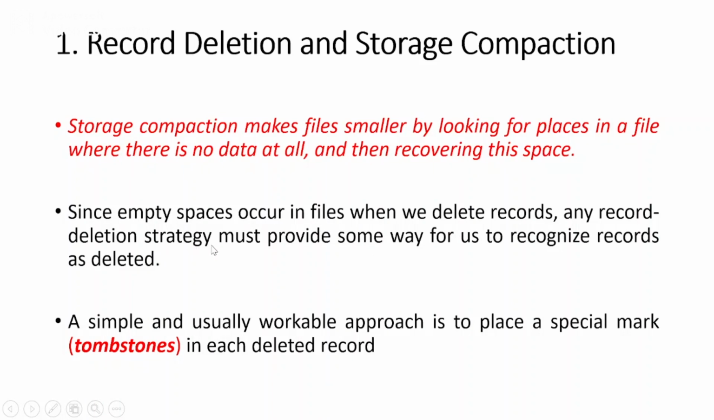Any record deletion strategy must provide some way for us to recognize that a record has been deleted, right? In order to do this, we have a special mark, we call it tombstones. Usually we use a star or asterisk to represent the tombstone. Whenever we have a star mark in any file, that specifies that the record at that particular place got deleted and you can reuse that place.